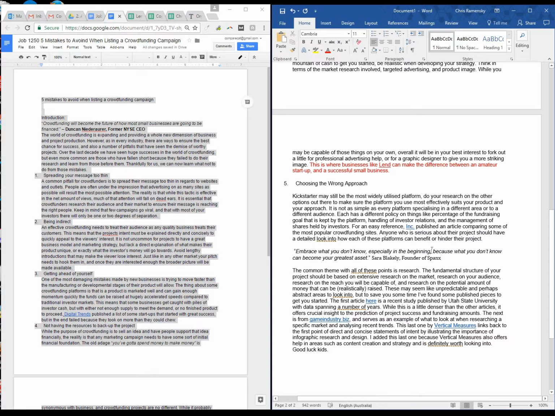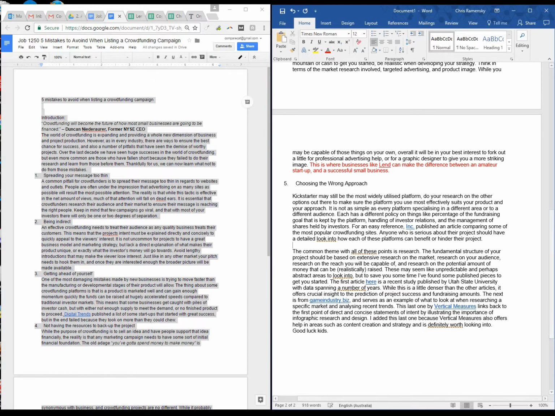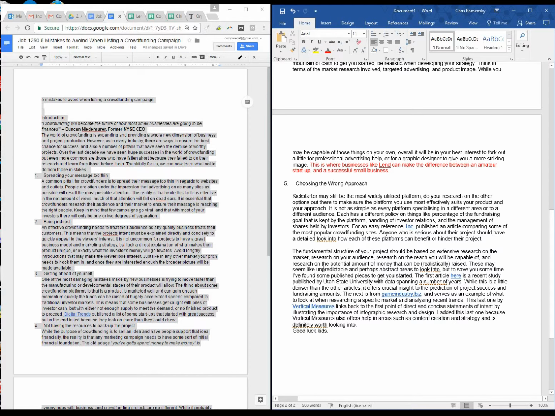Okay, I don't think that quote really fits, because we're talking about making the right decision. The common theme with all of these points of research. Okay, and then we say the fundamental structure. I think that's a bit of repetition.